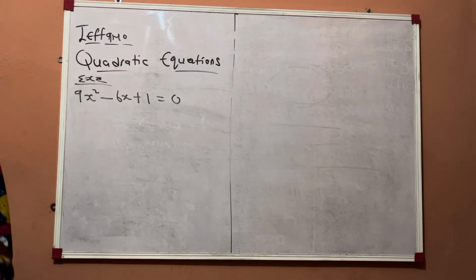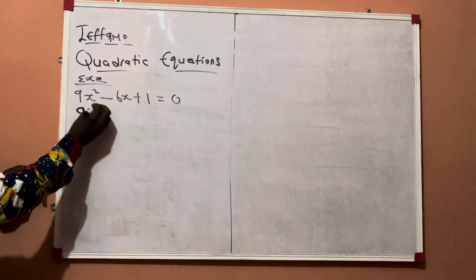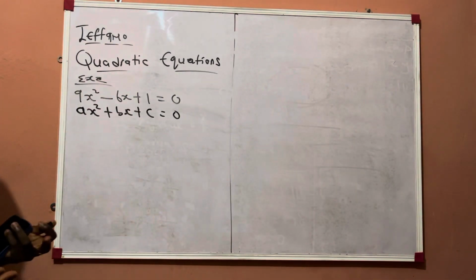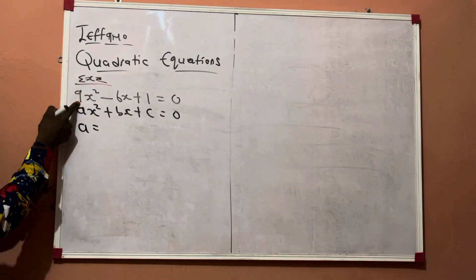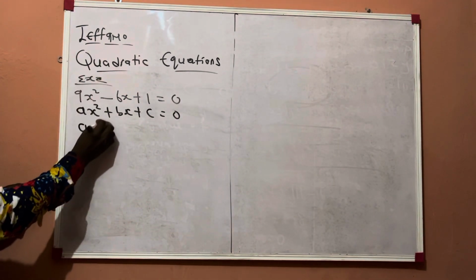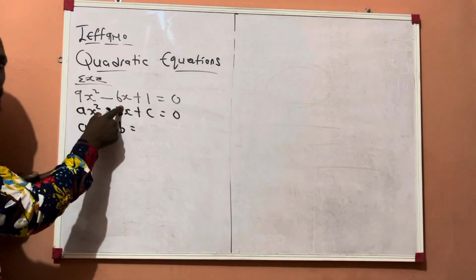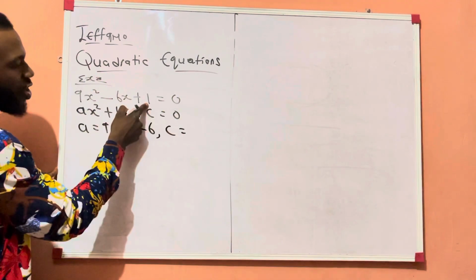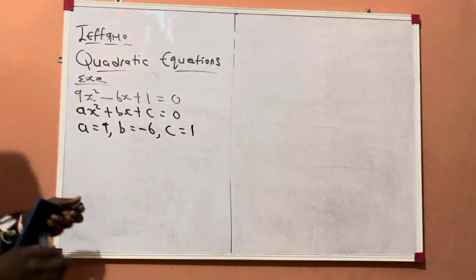Now, like I said, the first thing that we are going to do is to bring our general formula, which is ax squared plus bx plus c equal to 0. Now, let us get the values of a, b, and c. Our a here is the number that x squared is carrying, and that's 9. My b is the number that x is carrying, and that is minus 6, not 6. Minus 6. And my c is the number that is not carrying x, which is 1.